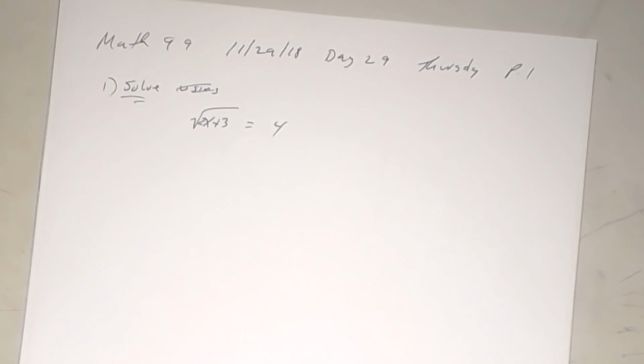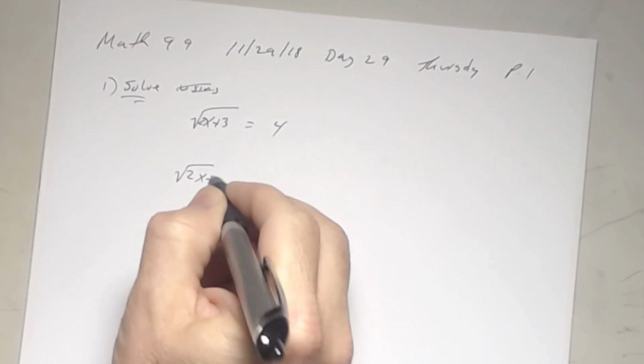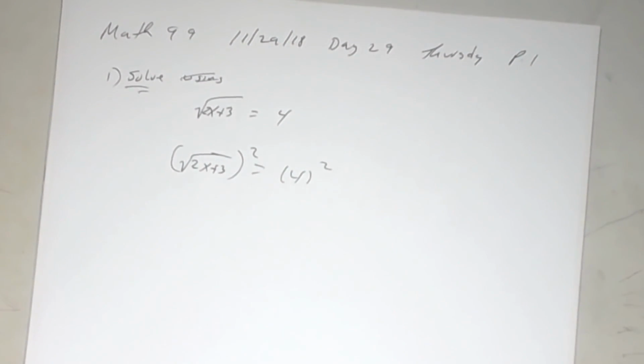So then the second step said, once you get the radical by itself, you look at the index. What is the index here of that radical? 2, square root. So you raise both sides to a power equal to the index. In other words, it's going to look like this: the square root of 2x plus 3, squared, equals 4 squared.